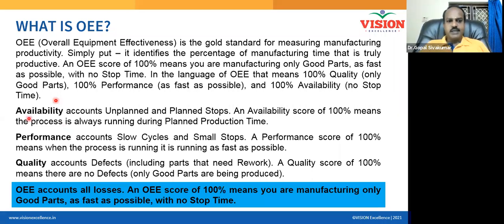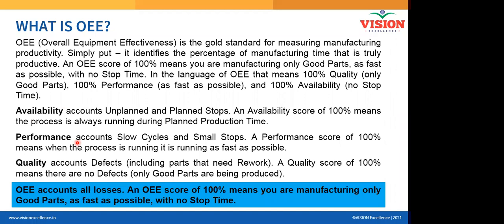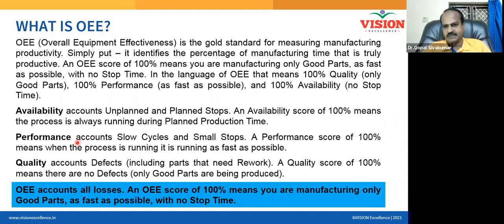So availability loss. And number two, performance loss. What is performance loss? I have to produce 100 units in a particular time, but I don't produce 100. I produce 80 only. Now, what is the loss I am incurring? Performance loss. 20 units, I produced less. That is called performance loss. But your equipment is available, but performance is lost.